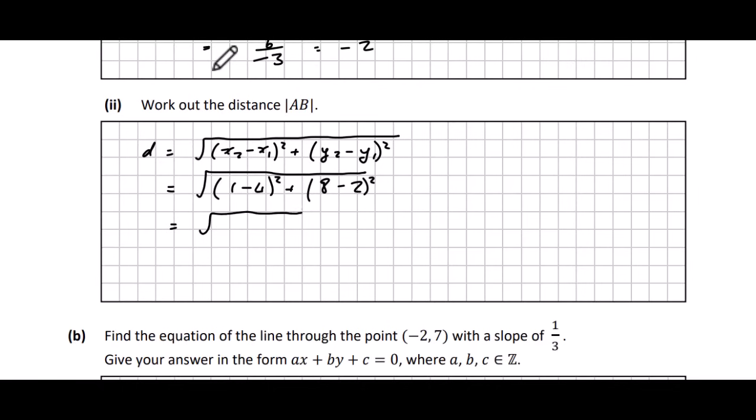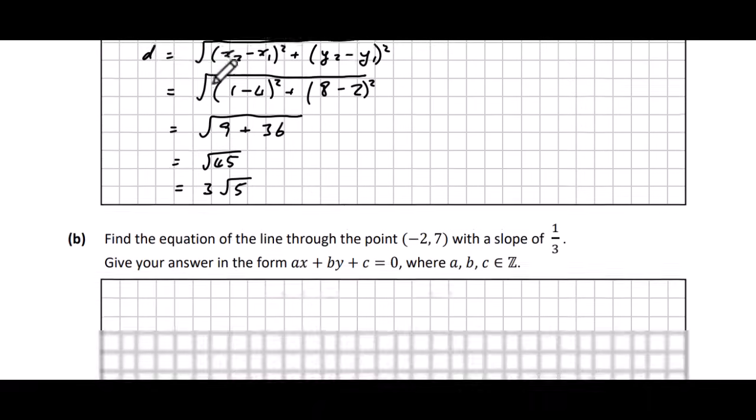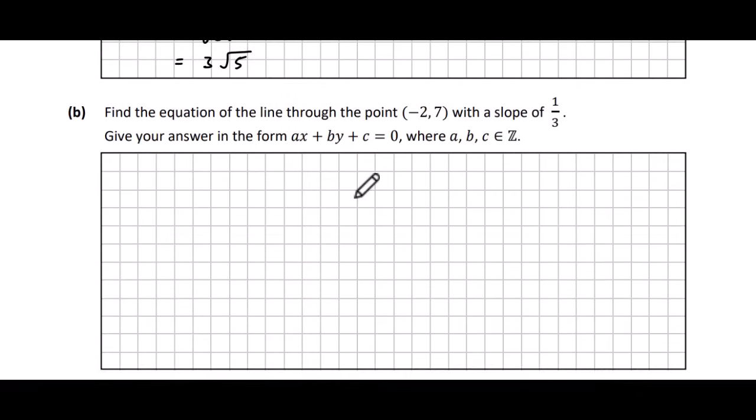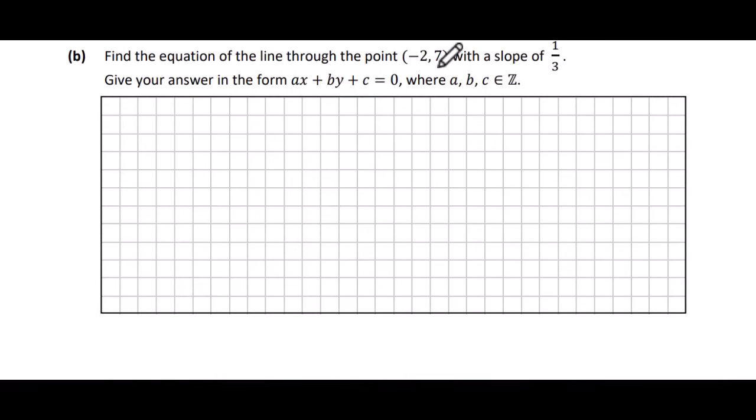So when we do that, we get 1 minus 4, which is minus 3. Minus 3 squared is plus 9. Plus 8 minus 2, 6. 6 squared, 36. So that's the square root of 45. And if you stick that into your calculator, it'll give you 3 root 5. There's our distance. Find the equation of a line through the point minus 2, 7 with slope of 1/3.